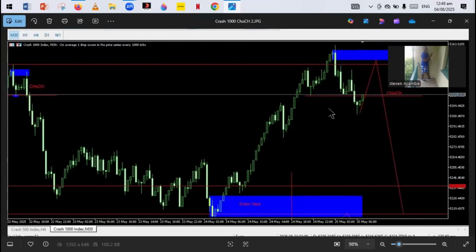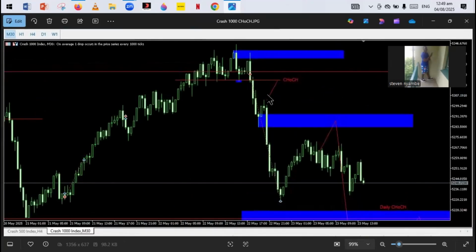And then right here on Crash 1000 in M30. So that was a higher high, higher low, price changed character. So price will always change character and then go back. That is the order block to tap into, which caused that change of character. Look at what happened when price tapped in. Higher high, higher low, change of character.